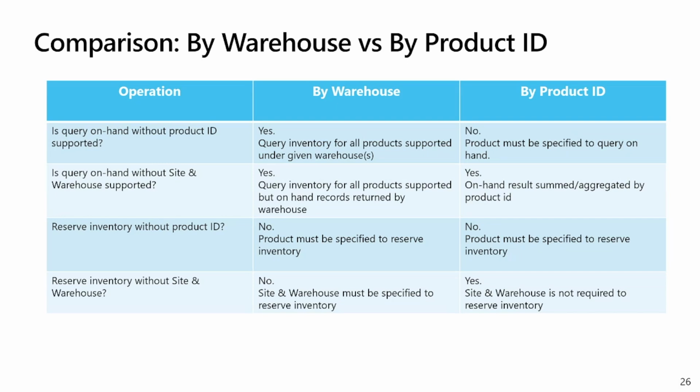And in the reservation case, which we showed in our demos, in the by warehouse case, users always need to specify a warehouse. But in the by product ID case, we give users the flexibility of not reserving to a concrete warehouse. But notice that the reservation always takes place with a specific product ID. So you need to specify a product ID in both of these cases.